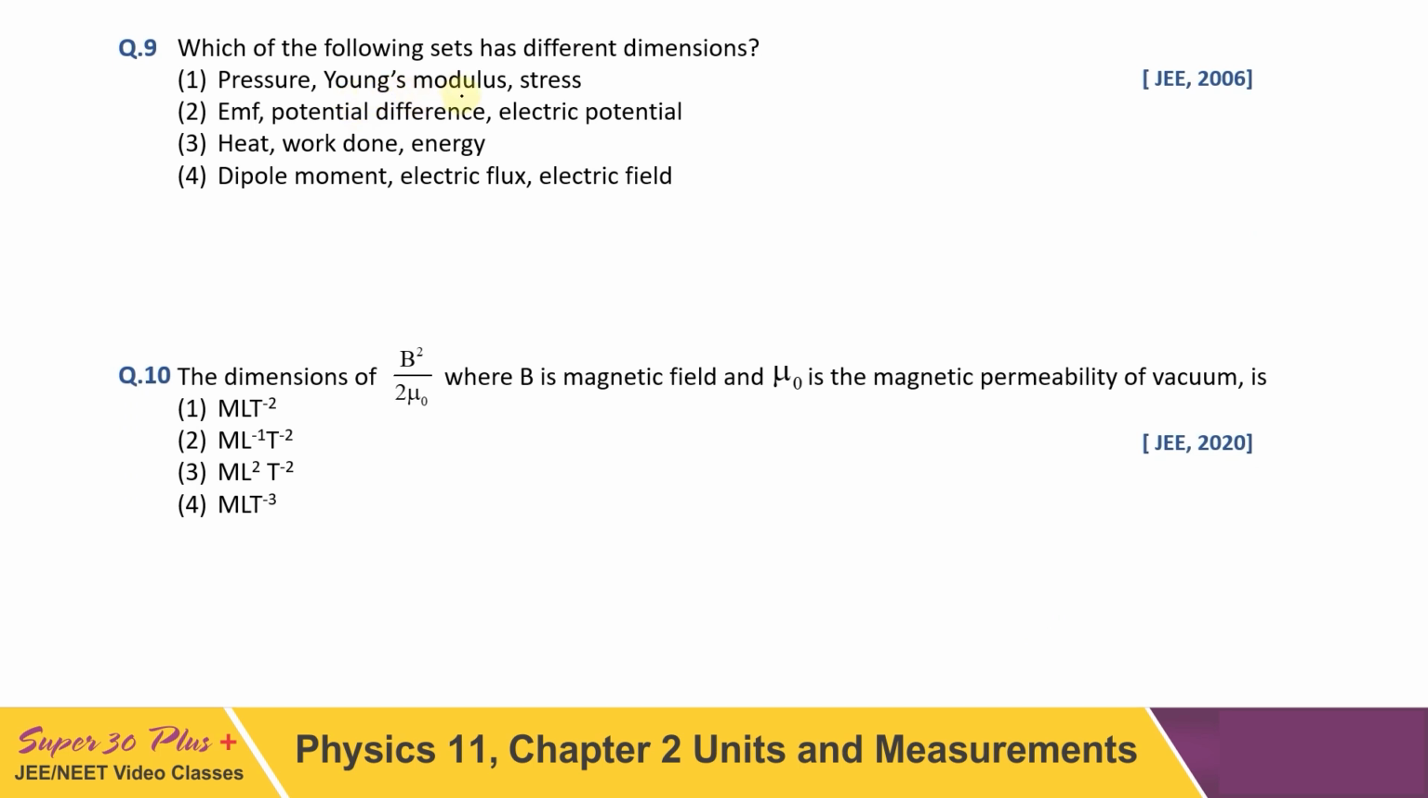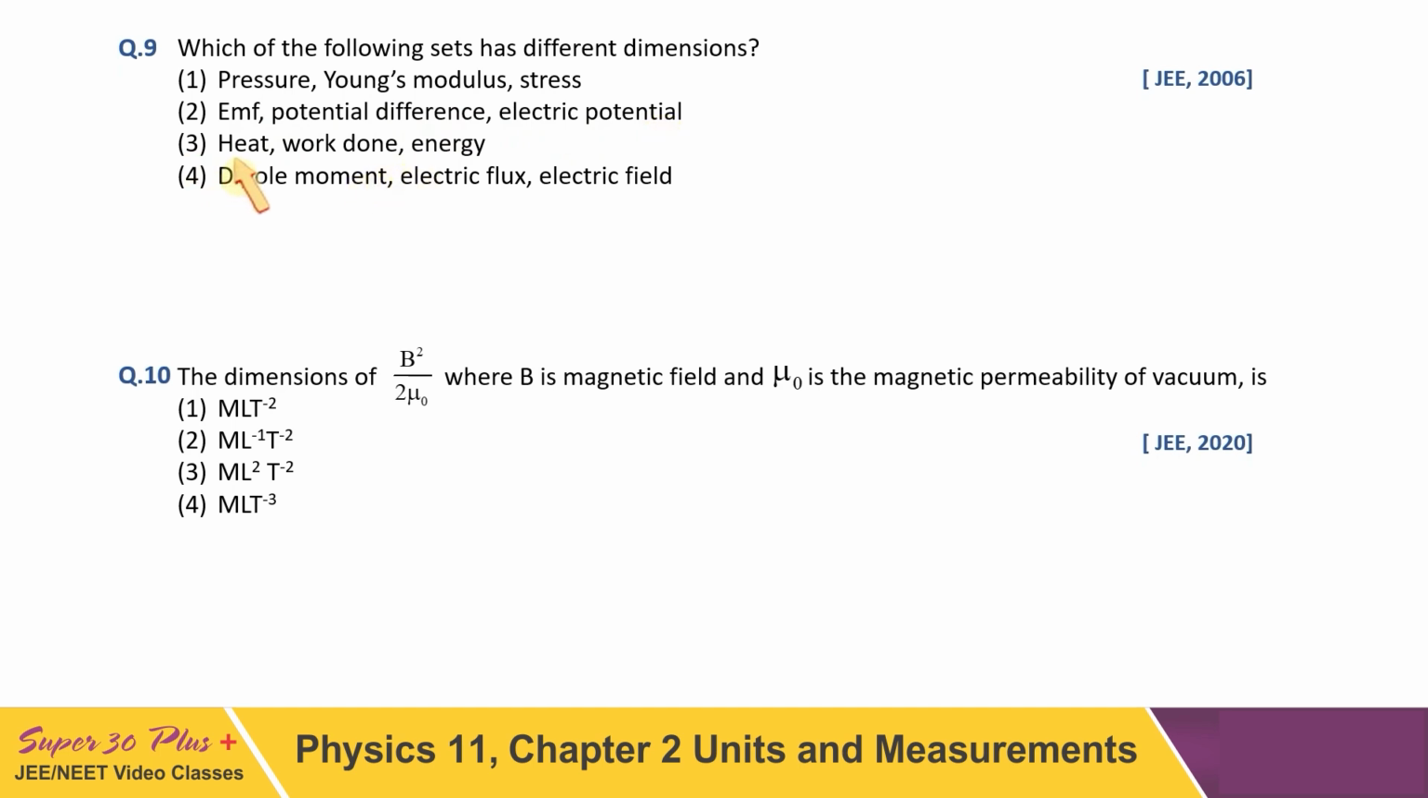Young's modulus is stress upon strain, but strain is dimensionless. So again this is dimensionally equal to stress, which is equal to force upon area, and third is stress itself, which is force upon area. So all three have the same dimensions. Now check option number 2. EMF, that is potential difference. Second term is potential difference itself, and third is electric potential. Dimensionally these all three are the same.